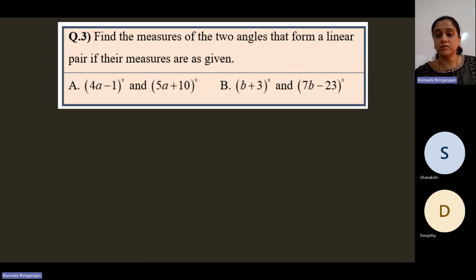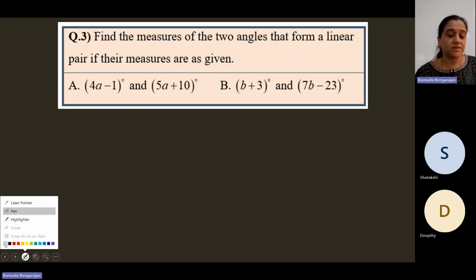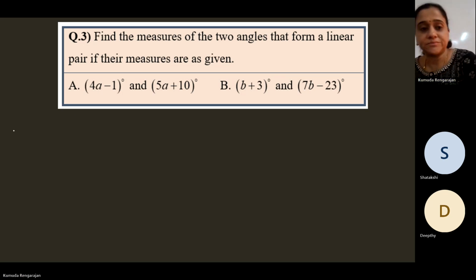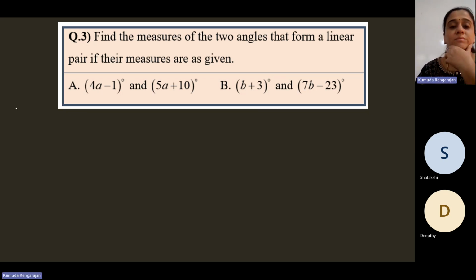So this is homework. Oh, but I think we have to do it here because it has plus and minus in the expression. Okay. All right. Find the measures of the two angles that form a linear pair if their measures are as given.